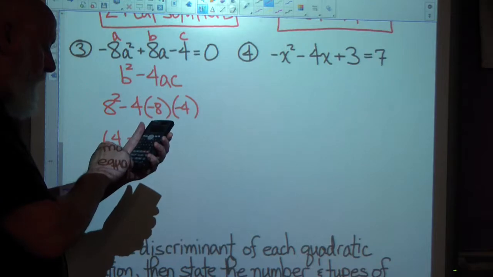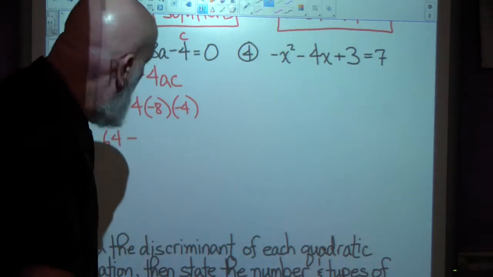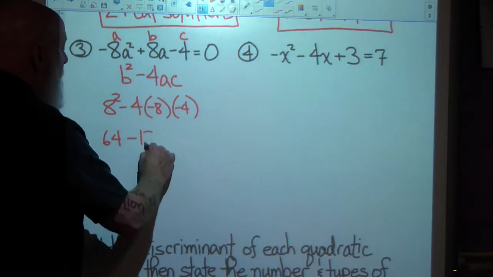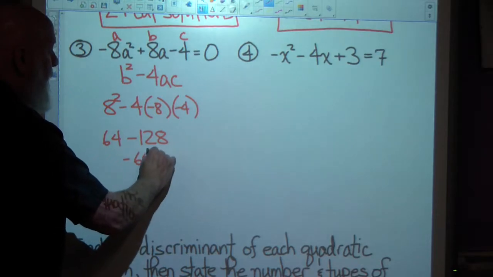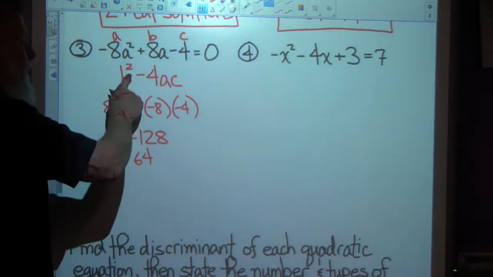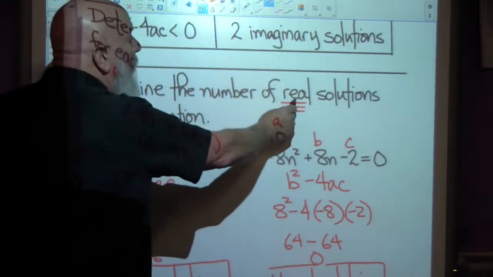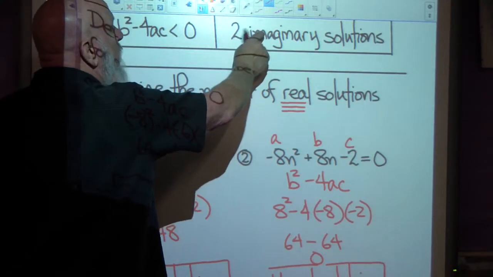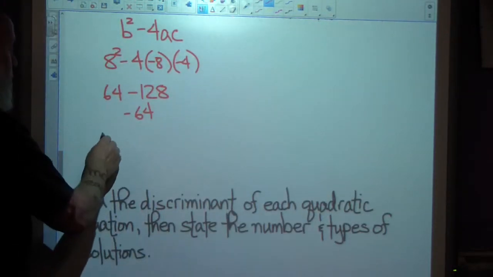16 times 8. Yeah, 128. I don't have to do this arithmetic. I can see it's negative 64, but the fact that it's negative is all that matters, and if the discriminant is negative, that means there are no real solutions. These solutions are imaginary. So there are 0 real solutions or no real solutions.